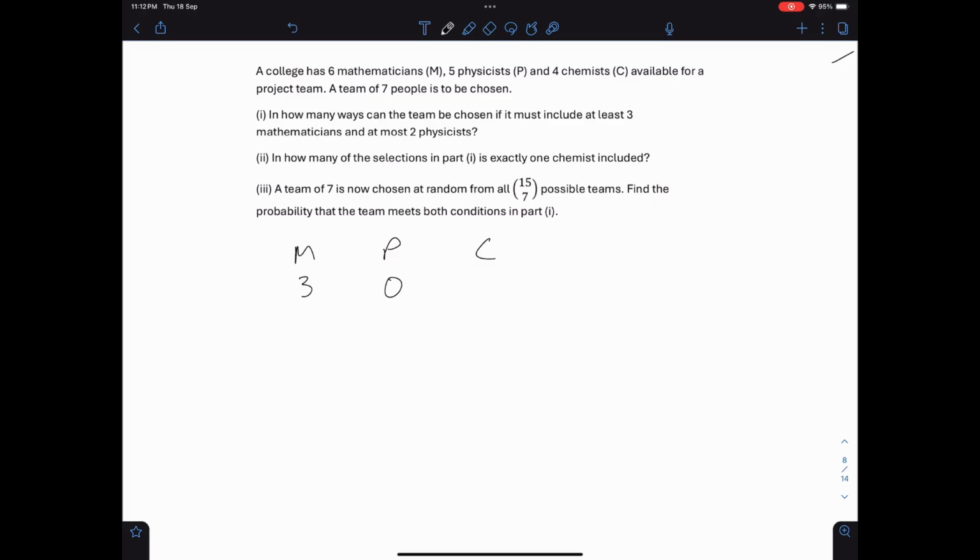Okay, so I could have 0 physicists, and then I could do 4 chemists. Then I could instead do 1 physicist and 3 chemists only. Then I could try and do 2. And then I couldn't go any further because remember it's at most 2 physicists. And now I'll move on to trying to do 4 mathematicians. And I think you get the idea.